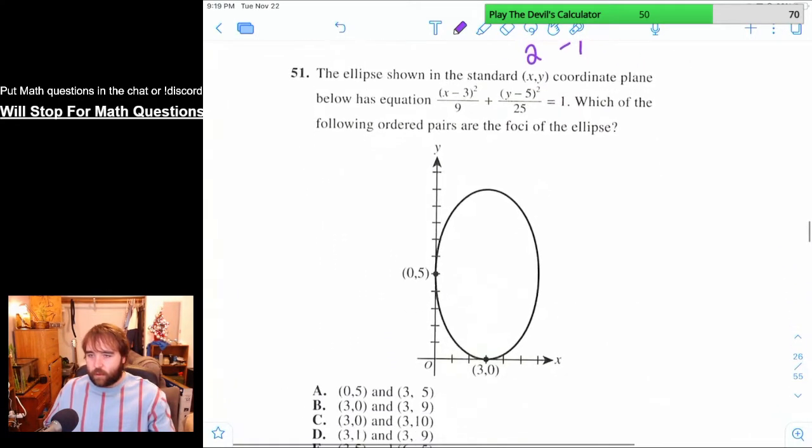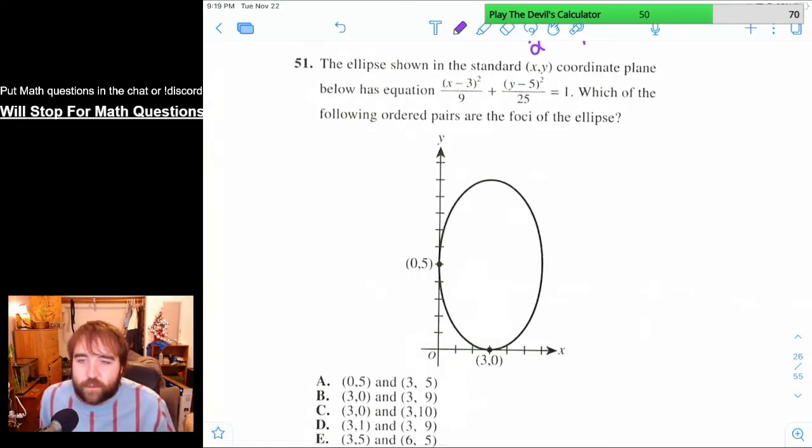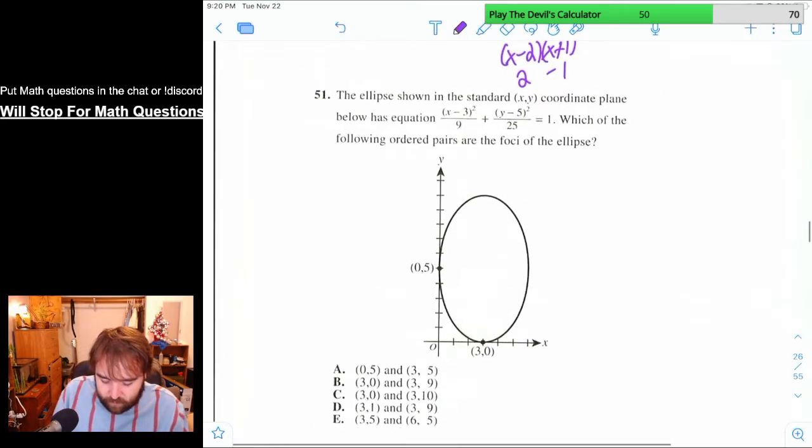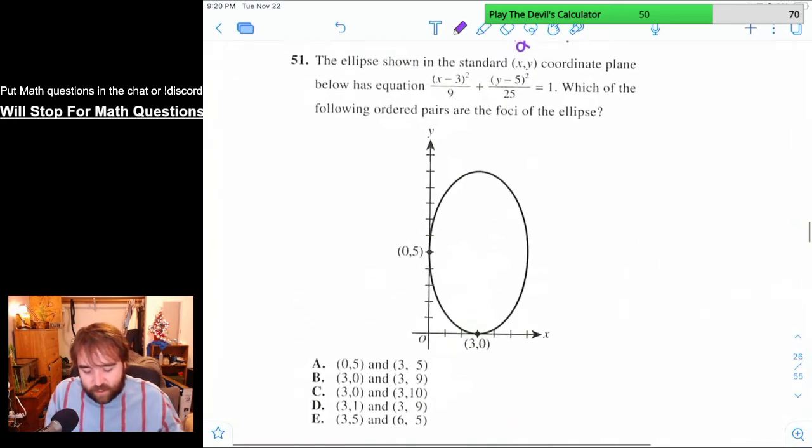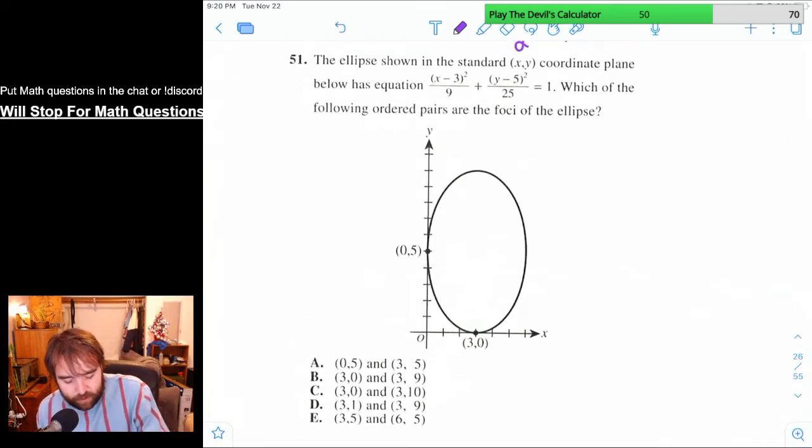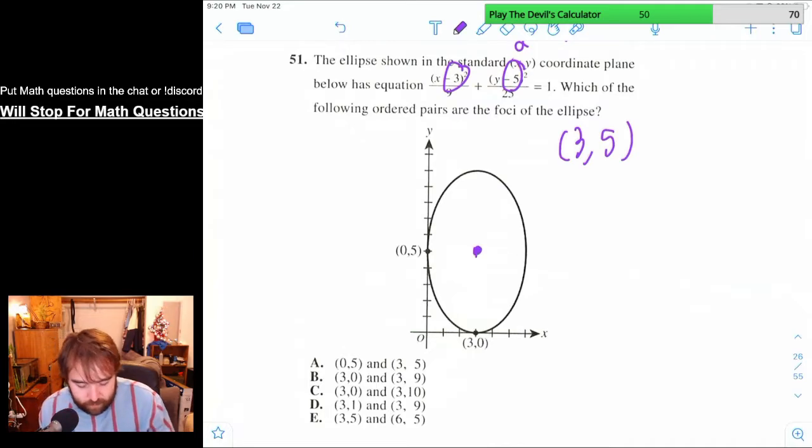All right, cool. 51. The ellipse shown in standard form below has that equation. Which of the following ordered pairs are the foci? Whoa. How do you calculate the foci of an ellipse? Yeah, that's tough. I thought I'd just have to say, well, we've got the center, but they show us everything. The center is going to be 3, 5, because it's the opposite value of these. But we see that right here. They even label those. And then the y radius is 5, because it's the square root of that.